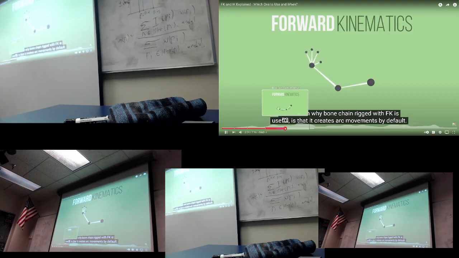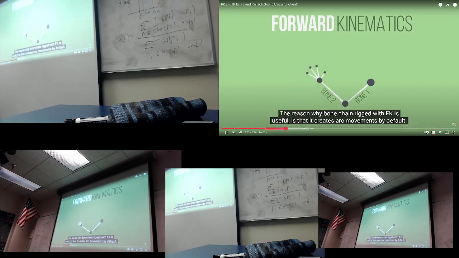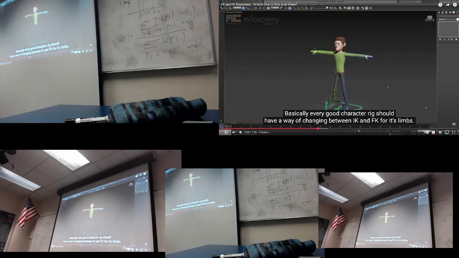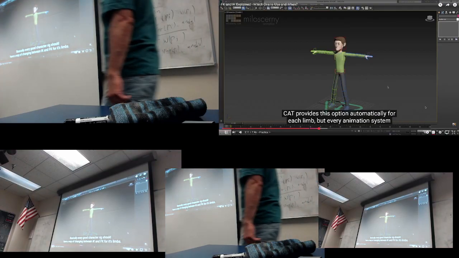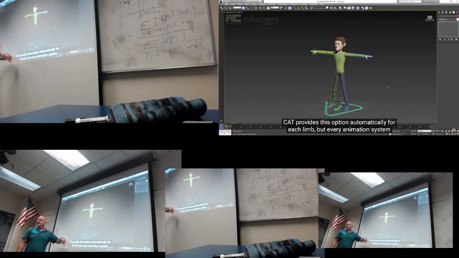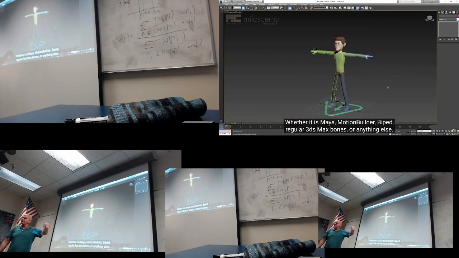A bone chain rigged with FK is useful because it creates arc movements by default, since you use just rotation. You can switch between IK and FK for limbs. CAT provides this option automatically for each limb, but every animation system has a way of doing it, whether it's Maya, MotionBuilder, Biped, regular 3ds Max bones, or anything else.